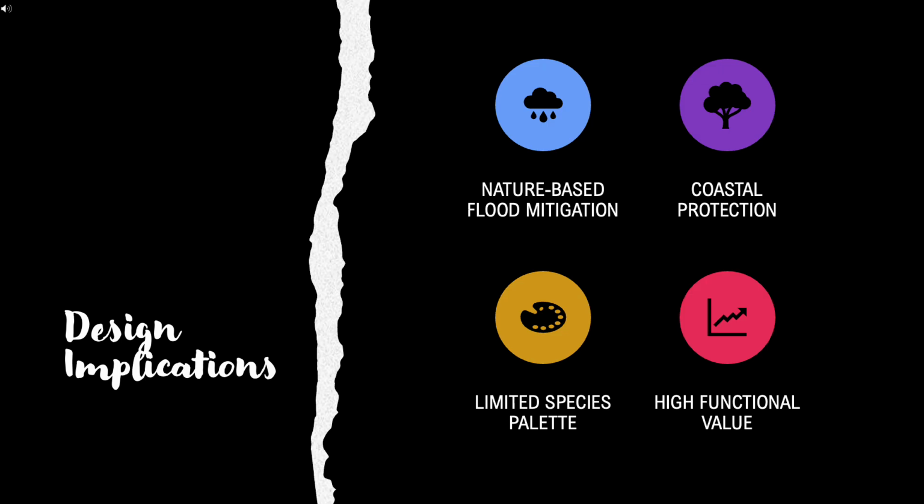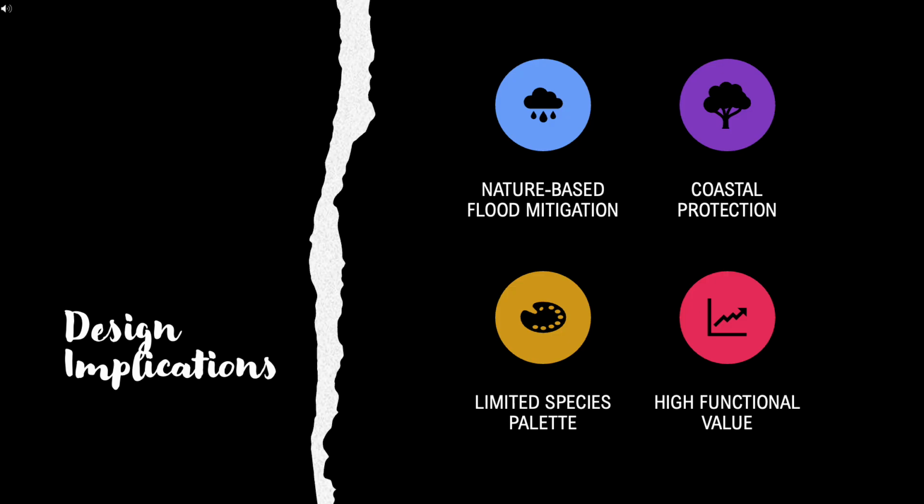Let's look at what mangrove ecology means for design practice, because this is increasingly relevant, especially here in Southeast Asia where coastal development pressure is intense and climate vulnerability is high. The first implication is nature-based flood mitigation. Mangroves are extraordinarily effective at absorbing wave energy, reducing storm surge impacts, and stabilizing coastlines. A healthy mangrove belt can significantly reduce flood risk for coastal communities. Designing with mangroves rather than against them is one of the most powerful tools available to landscape architects working in coastal contexts. Second, coastal protection.